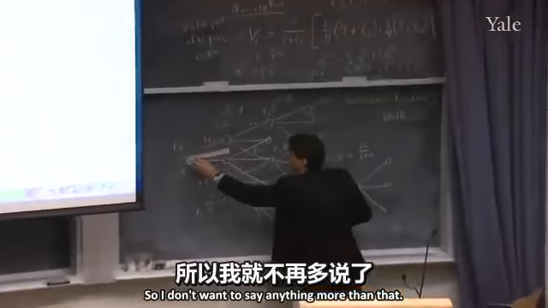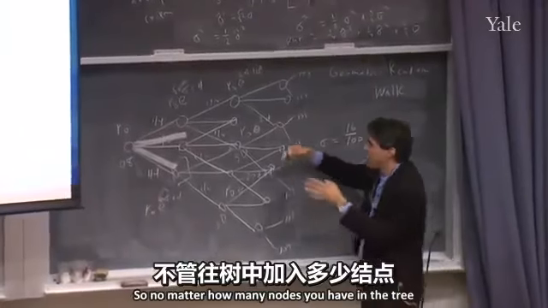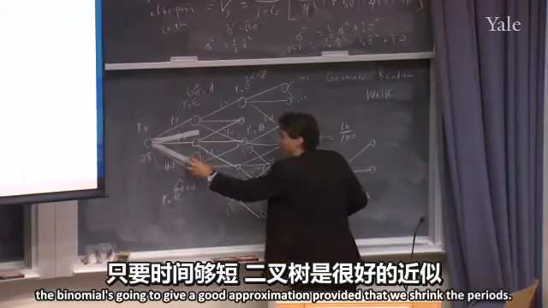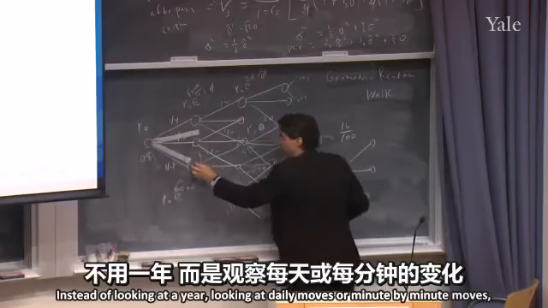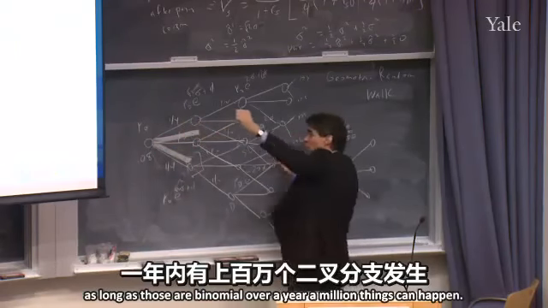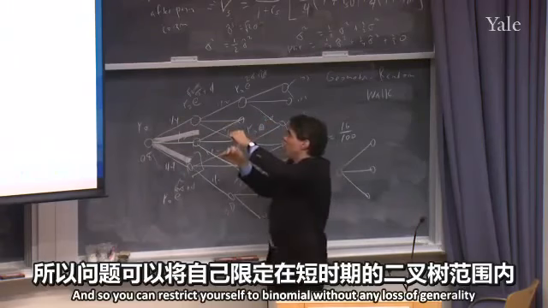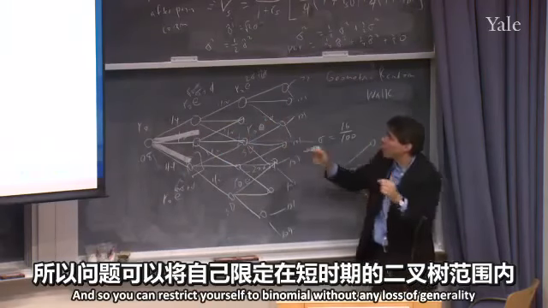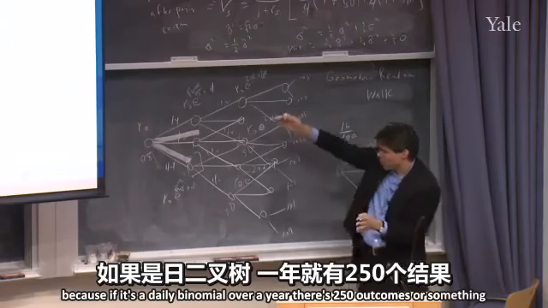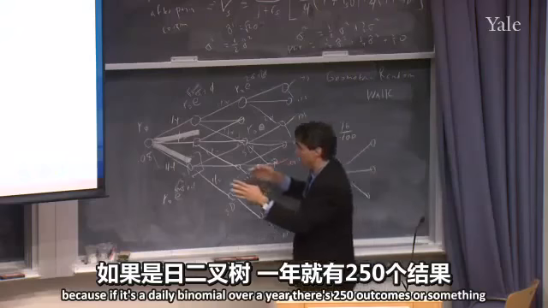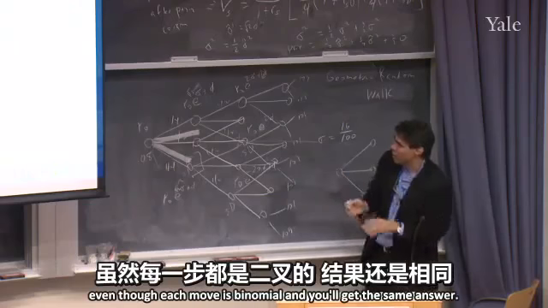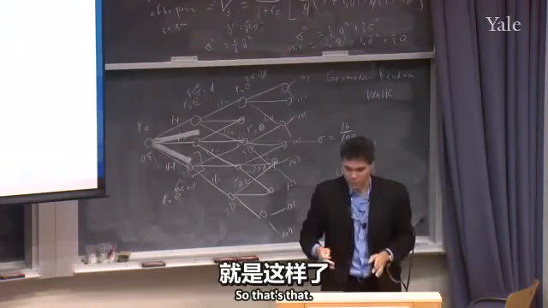So anyway, I don't want to say anything more than that. No matter how many nodes you have in the tree, the binomial is going to give a good approximation, provided that we shrink the periods. Instead of looking at a year, looking at daily moves or minute-by-minute moves, as long as those are binomial, over a year, a million things can happen. And so you can restrict yourself to binomial without any loss of generality, just taking the time period short enough. Because if it's a daily binomial, over a year, there's 250 outcomes or something. And if it's over a minute, then there are thousands of outcomes over a year, even though each move is binomial, and you'll get the same answer.